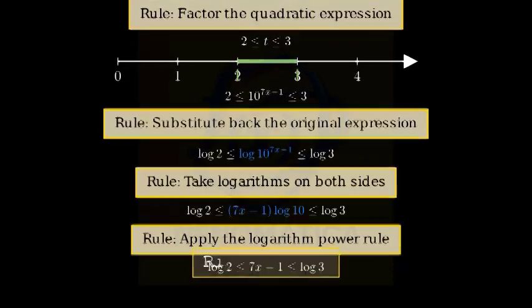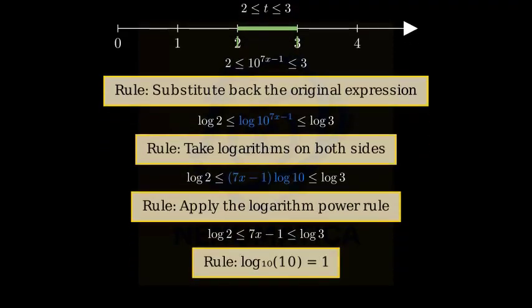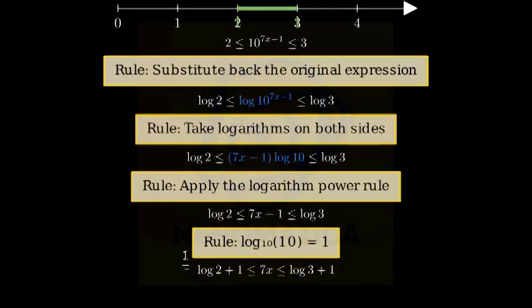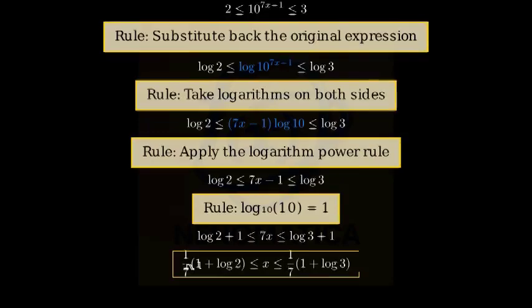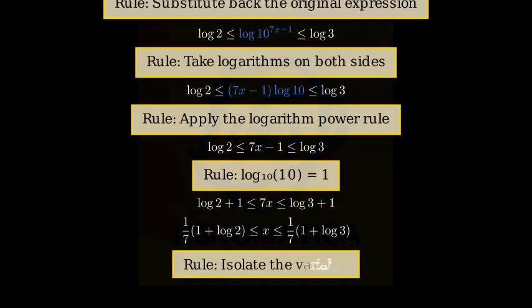Since the logarithm base 10 of 10 equals 1, our inequality simplifies to log of 2 is less than or equal to 7x minus 1, which is less than or equal to log of 3. Now we can solve for x by adding 1 to all parts of the inequality and then dividing by 7.